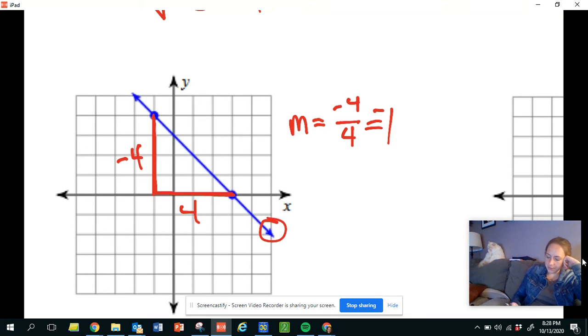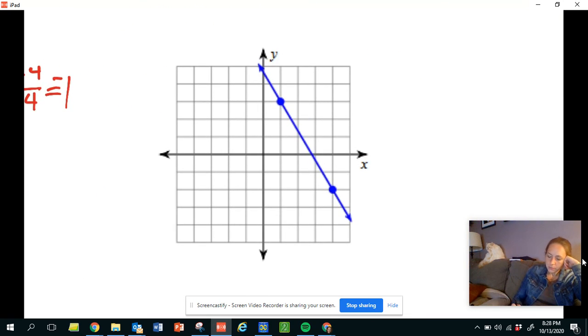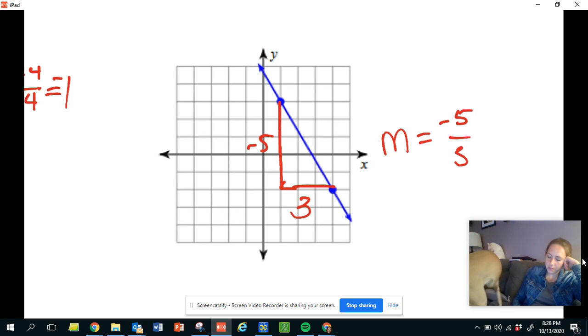Okay, then I've got another one. Same thing. Here are my two points already drawn for me. So I'm going to do rise over run. I go down 1, 2, 3, 4, 5, so it's -5, and I go right 1, 2, 3. So my slope is -5/3, and that doesn't reduce or simplify or anything. So my slope is just -5/3.